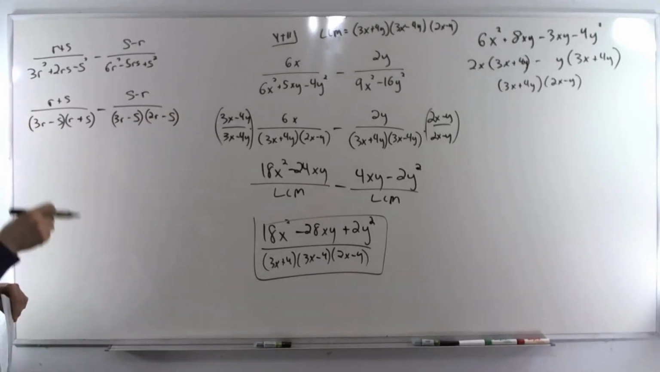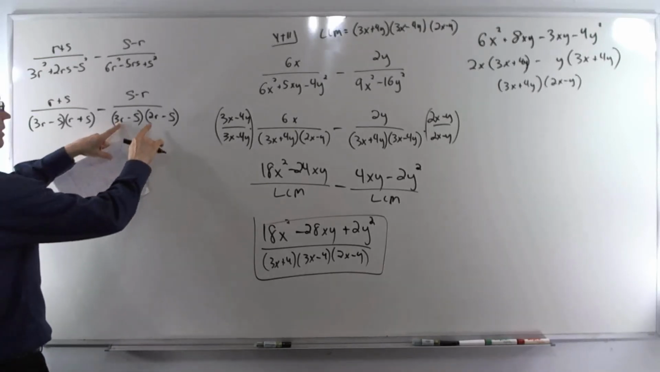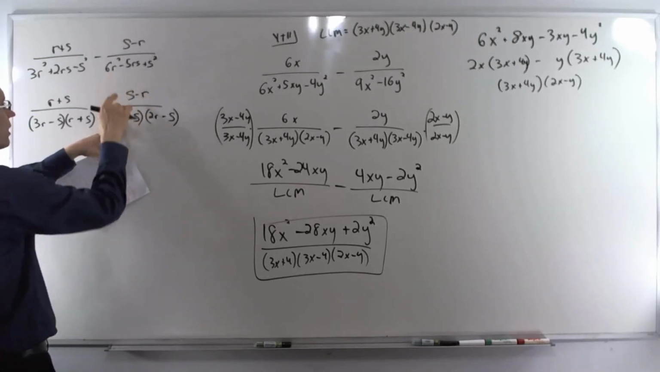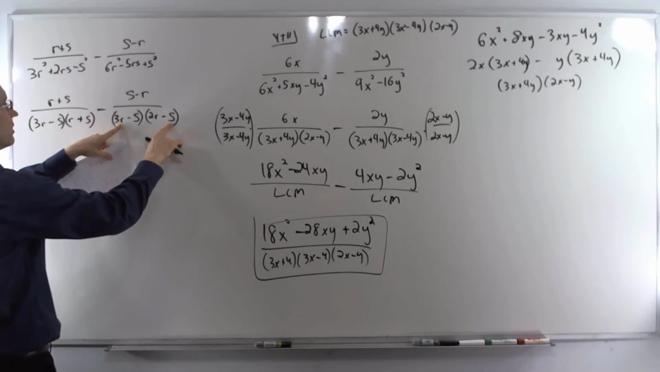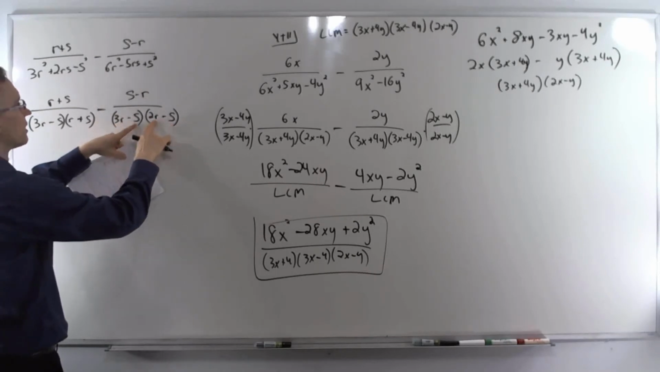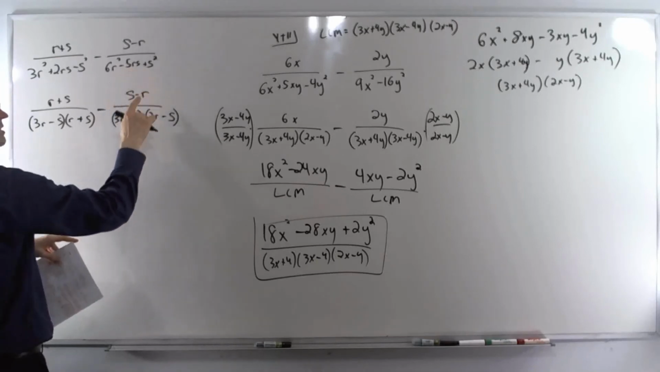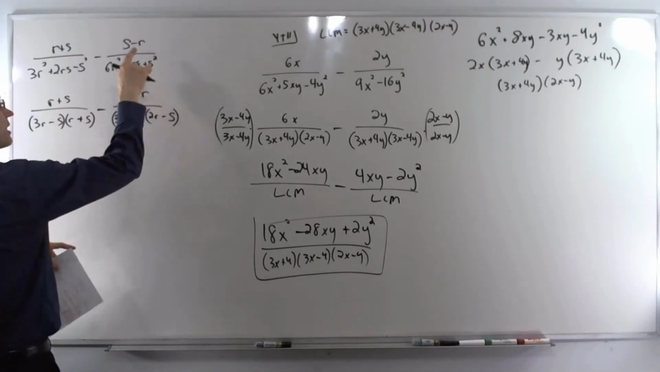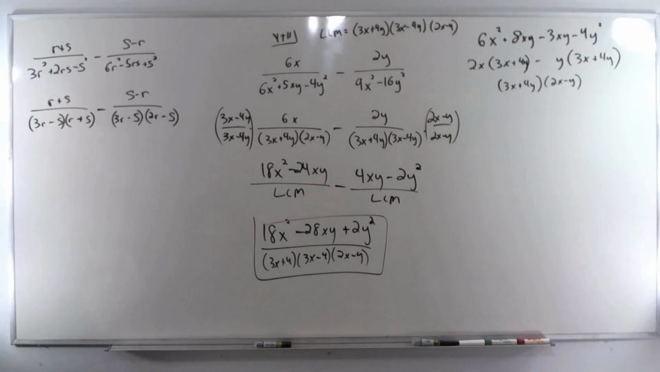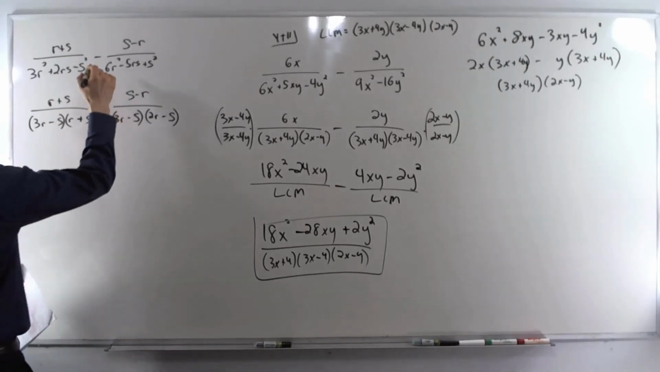3r minus s and 2r minus s. All right, let's see if that works. 3r times 2r is 6r squared. We got negative 3rs and negative 2rs. I add together, you get negative 5rs, and negative s times negative s is positive s squared. So that works. All right, that makes our LCD.